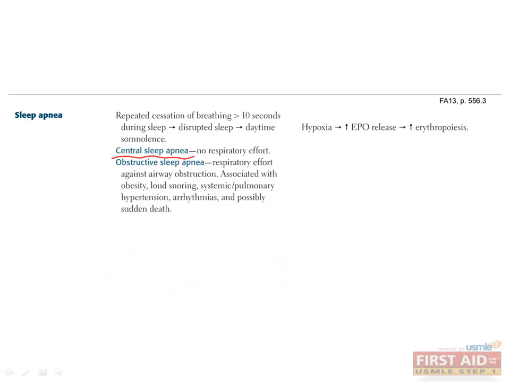Central sleep apnea is less common and involves the absence of a respiratory effort due to a failure of stimuli from brainstem command centers. In other words, this is a neural issue, not a mechanical obstructive issue.